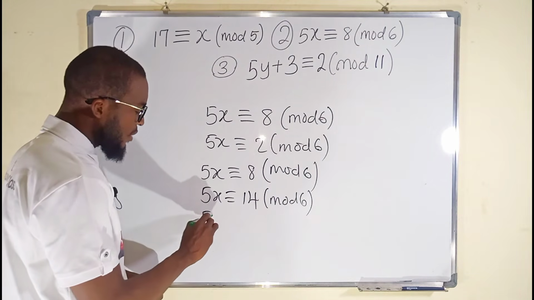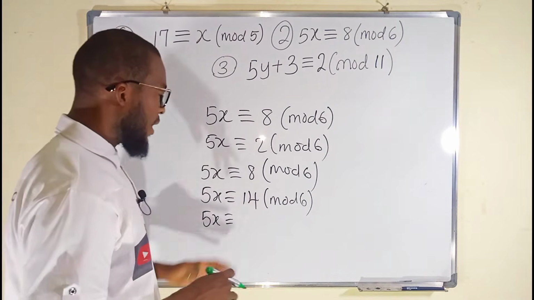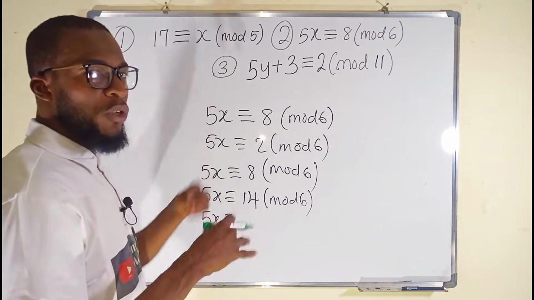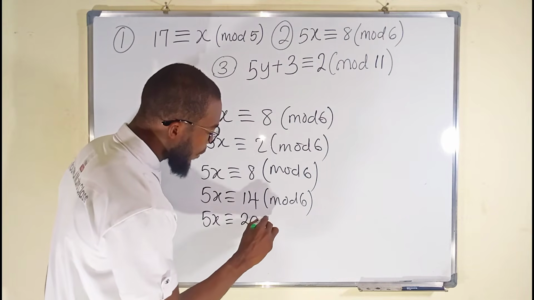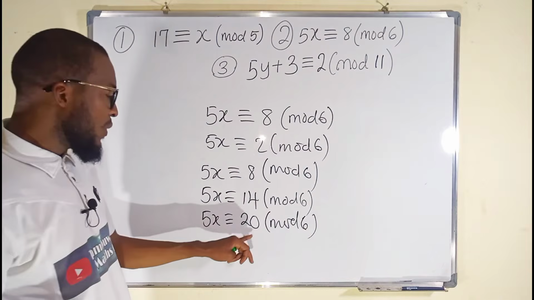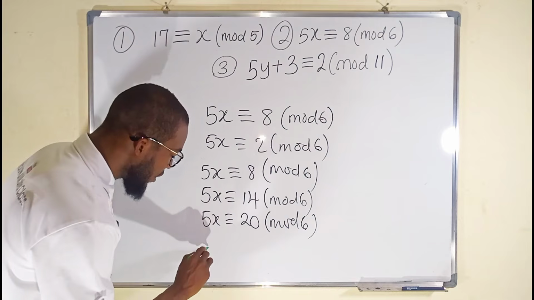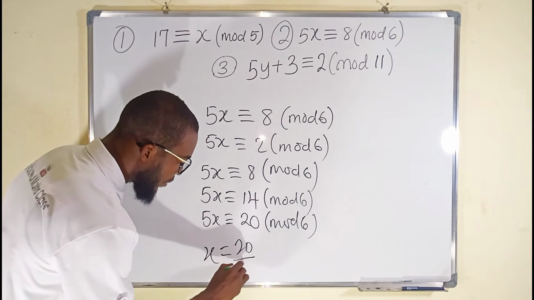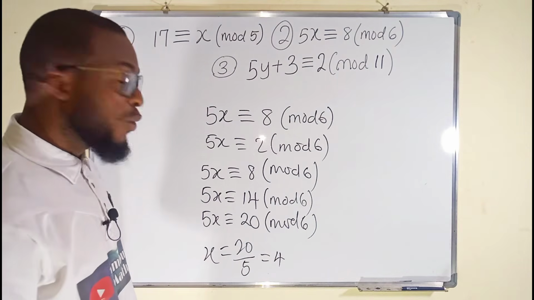We continue adding 5x. I want to do it practically. I know I can just add it directly. I can add that number directly to this so that it will be divisible by 5. But I just want to show you the steps. This plus this is now going to give us 20, mod 6. But now that 20 is divisible by 5, we can conclude that this x is equal to 20 divided by 5, which is equal to 4. Therefore, the value of x is equal to 4.